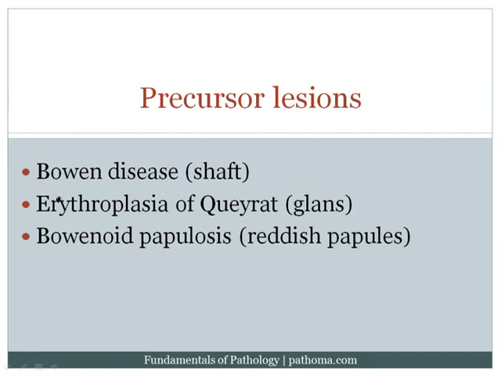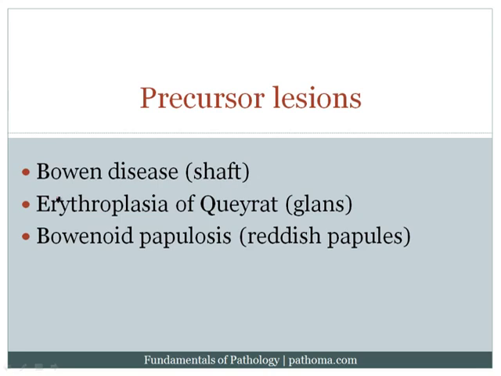Erythroplasia of Queyrat. This is where the patient has in situ carcinoma, but instead of presenting as leukoplakia, it presents as erythroplakia, hence the term erythroplasia. And this would be present on the glans of the penis. So erythroplasia on the glans of the penis. Again, it's a precursor lesion to squamous cell carcinoma of the penis.